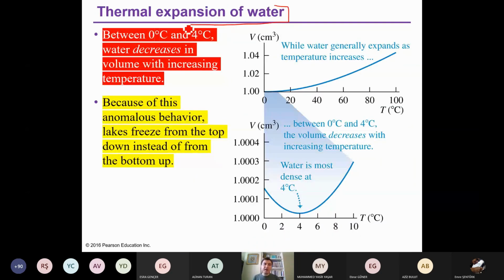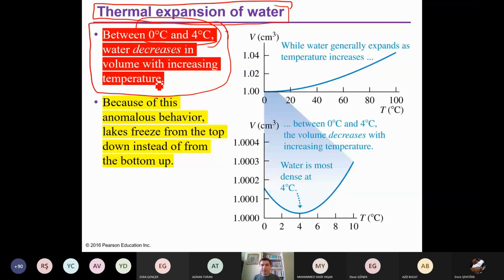So what we have discussed up to now is that if you heat a material, if you increase the temperature of the material, then the material will expand. If you cool down the material, then the material will shrink. But water is an exception. What happens in water between 0 degrees Celsius and 4 degrees Celsius? Water decreases in volume with increasing temperature.